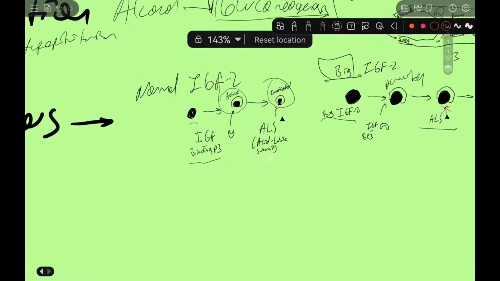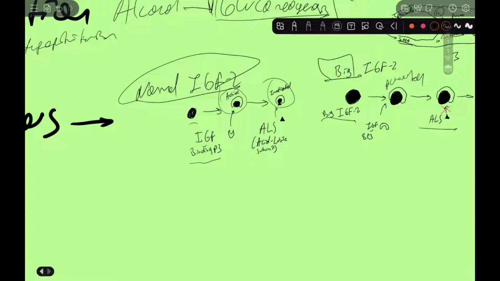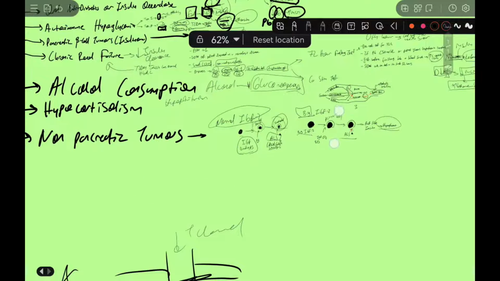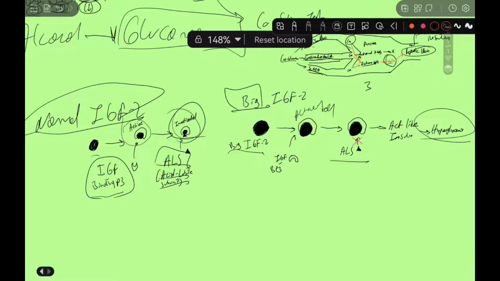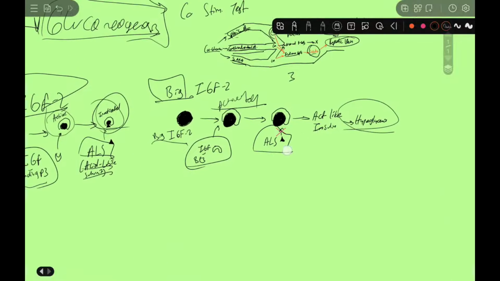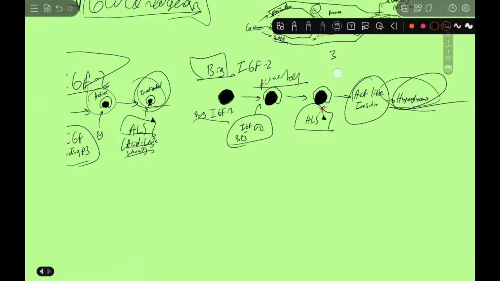So we have normal IGF-2, right? It binds to IGF binding protein 3 and becomes active. But if it binds to ALS, the acid labile subunit, it will become inactivated. But non-pancreatic tumors produce big IGF-2. Those big IGF-2s also bind to IGF binding protein 3 and become activated, but they do not bind to the ALS subunit, so they will not become inactivated. So they will act like insulin and cause hypoglycemia.